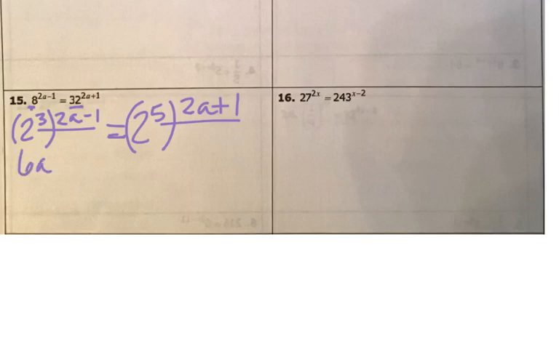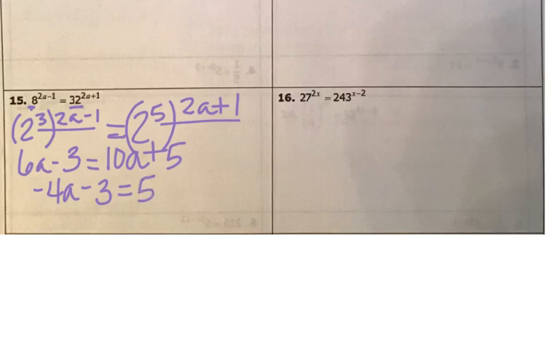So we have 6a minus 3 equals 10a plus 5. And from there, we just solve. So we have negative 4a minus 3 equals 5, because we got that from moving 10a over. Then we're going to move 3 over, and we will get negative 4a equals 8, and a equals negative 2.